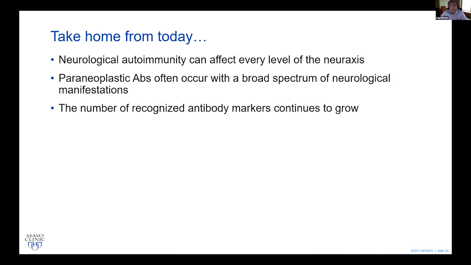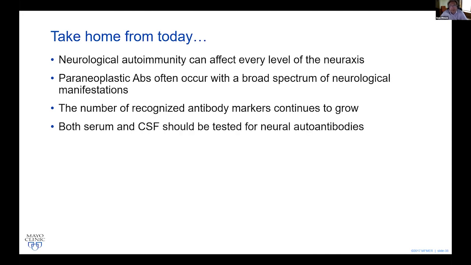half an analysis. Both serum and spinal fluids should be tested for neural autoantibodies. Different antibodies are detected with different sensitivities and specificities in different specimens. For example, if you're looking for NMDA receptor antibodies, you're best to look at CSF. If you're looking for GFAP antibodies, you're best looking at CSF. If you're looking for LGI1 antibodies, you're best looking in serum.